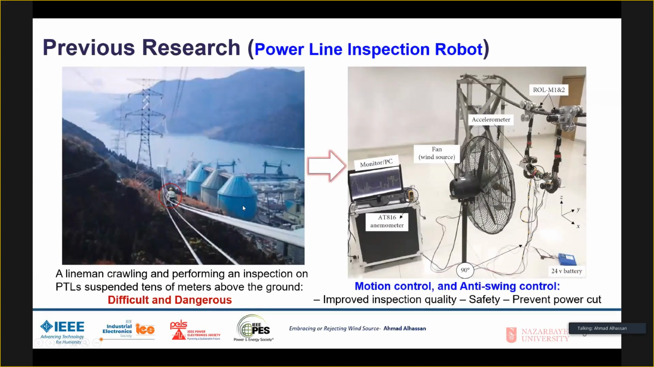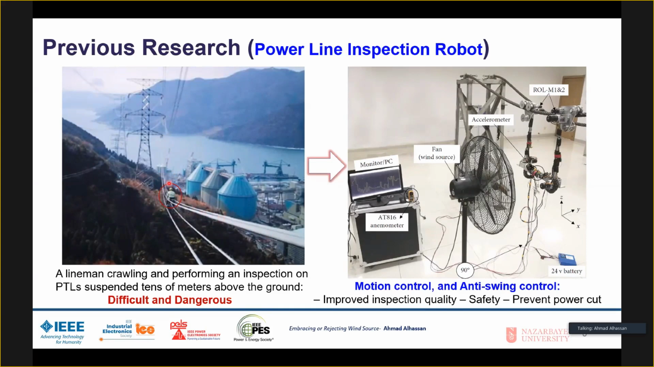So one of the systems, which was during my PhD work, is the power line inspection robot. As you can see, ideally now people use manual inspection. So from here, we can see we have some people, a lineman, who will climb the line and inspect the line. Performing the inspection, then the subsequent inspection and maintenance, will be tedious, will require a lot of time, and is highly dangerous.